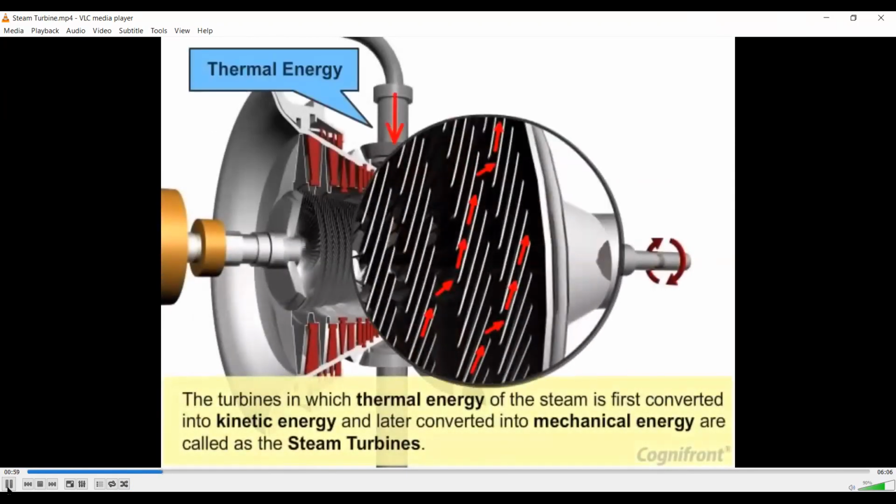The turbines in which the thermal energy of steam is first converted into kinetic energy and later converted into mechanical energy are called steam turbines. That means the thermal energy of steam taken from the boilers is first converted into kinetic energy. How is this converted into kinetic energy? With the help of nozzles. Then later on, it is converted into mechanical energy when the blades of the turbine start rotating. So that is the definition of the steam turbine.